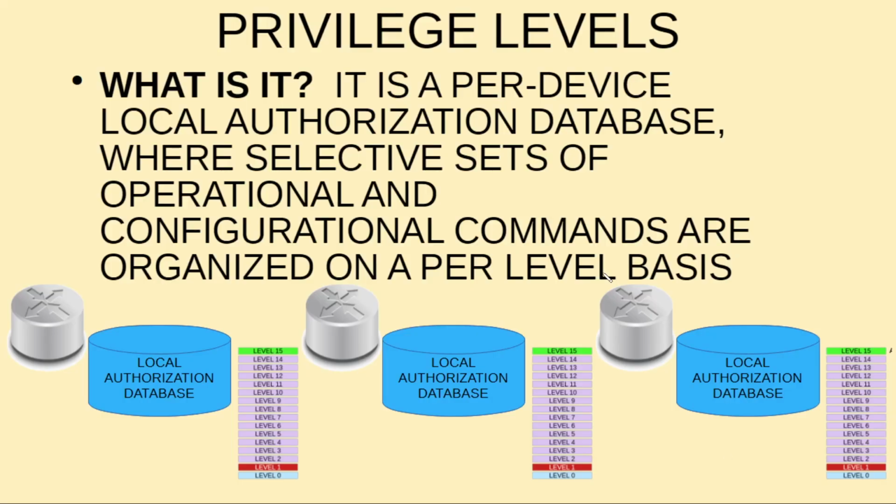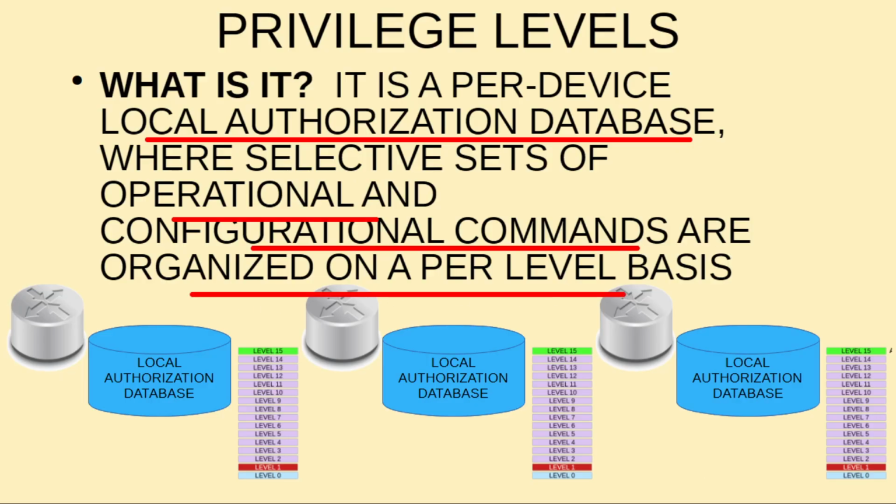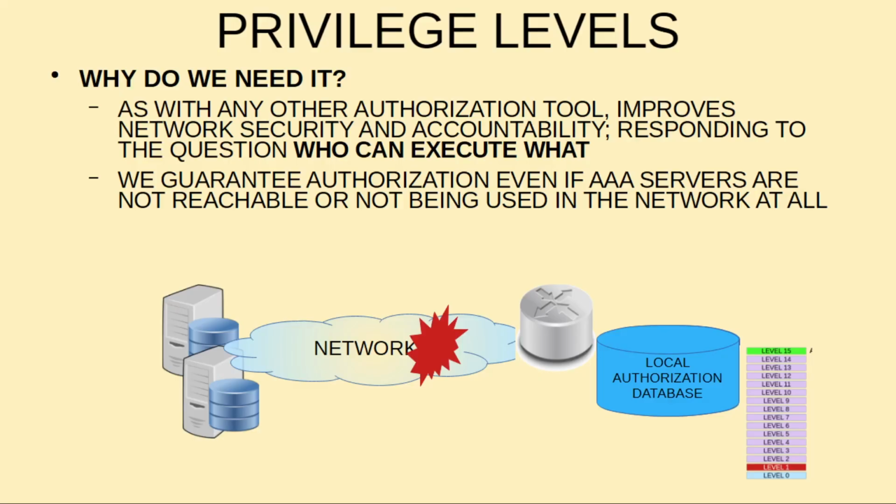Next topic, privilege levels. First of all, what are privilege levels? They are a per-device local authorization database where a selective set of operational and configurational commands are organized on a per-level basis. So why do we need privilege levels? Because they provide authorization. Authorization improves network security and accountability. We guarantee having authorization even if the AAA servers are not reachable or if we don't have any AAA servers at all within the network.